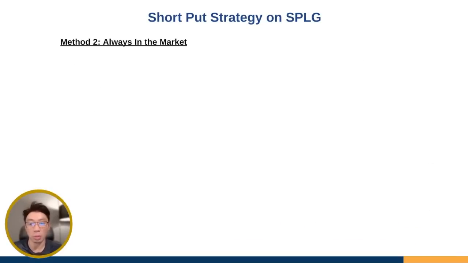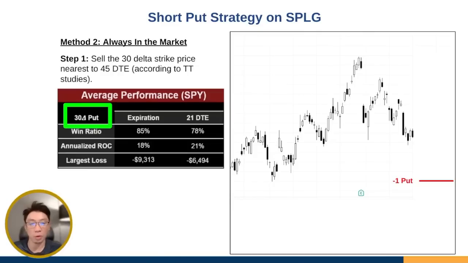Now, method two. This is 100% based on the Tasty Trade studies, whereby they are always in the market. So what you got to do is very simple. For this, you don't even have to time the market. At any point in time, just put on the 30 delta strike price, again nearest to 45 DTE, and all this according to the Tasty Trade studies, because that's what they did in their studies. If we take a look at the 21 DTE, all they did was randomly enter into the trade, and once it's at 21 DTE, they close it and put it on again.